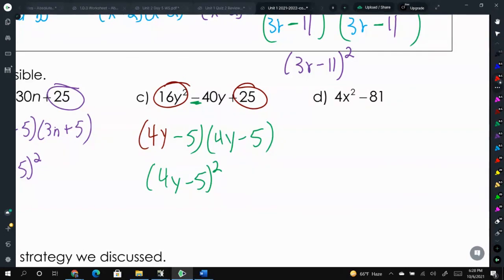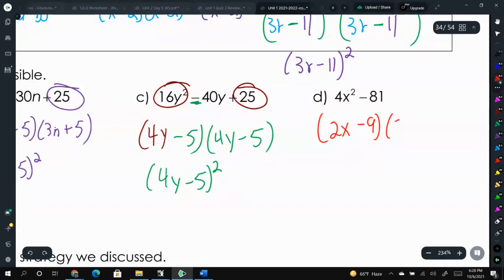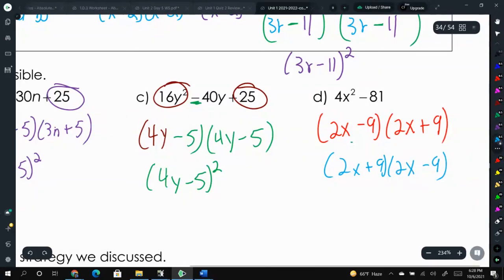So letter D is also a difference of two squares, because 4x squared is 2x squared, and 81 is 9 squared. So we have 2x minus 9 times 2x plus 9. And again, because we're multiplying, you could write this as 2x plus 9 and 2x minus 9. It means the same thing.